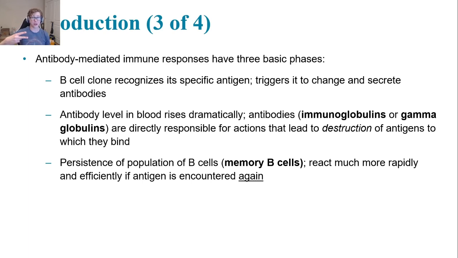After the antibodies are secreted, they are now in the blood system. Antibodies rise dramatically. You have immunoglobulins or gamma globulins, which are directly responsible for the actions that lead to the destruction of antigens when they bind, which we'll talk about. And then the persistence of a population of B cells, memory B cells. This is the memory response, which is the difference between innate and adaptive. Adaptive remembers. This is why when you get sick with something and you get sick with it again, your body reacts much faster to clear up that infection because it remembers.